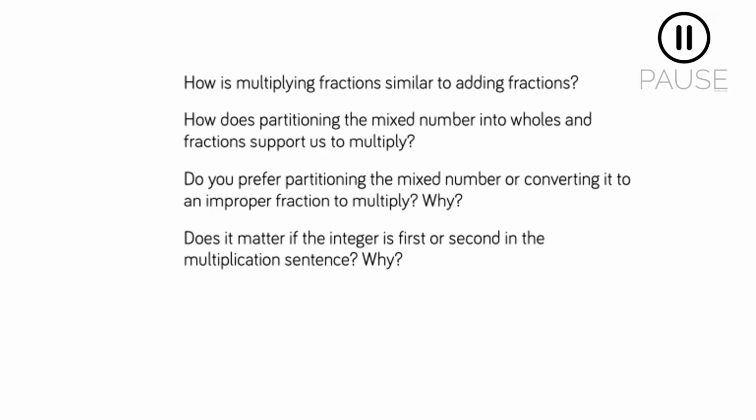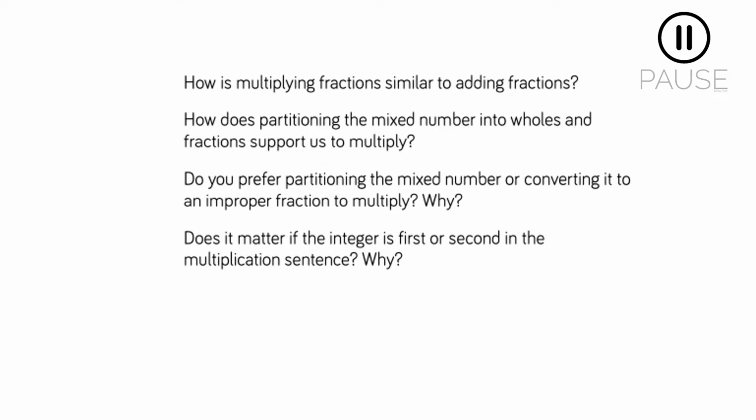Okay, so multiplying fractions is similar to adding fractions simply because multiplying is repeated addition. So say it was 3/4 times 2, it would be the same as 3/4 add 3/4. If it was 3/4 times 3, it'd be 3/4 plus 3/4 plus 3/4, and so on. How does partitioning the mixed number into wholes and fractions support us to multiply? It just means you can do two separate multiplications. So if it was 2.5 multiplied by 4, you could do 2 multiplied by 4 and then a half multiplied by 4 and add them together.